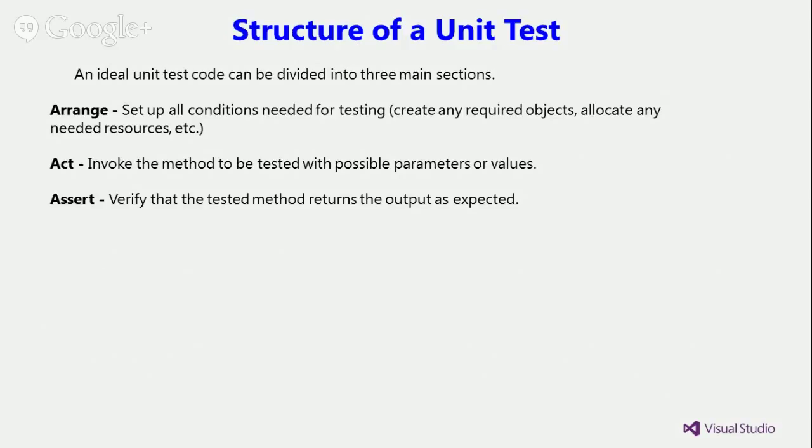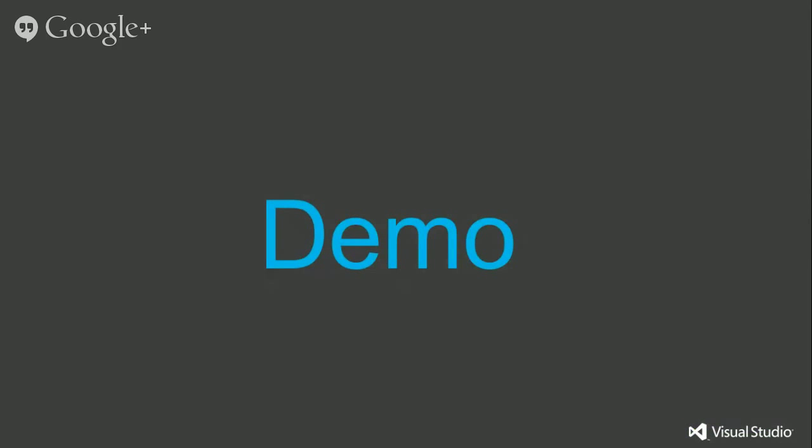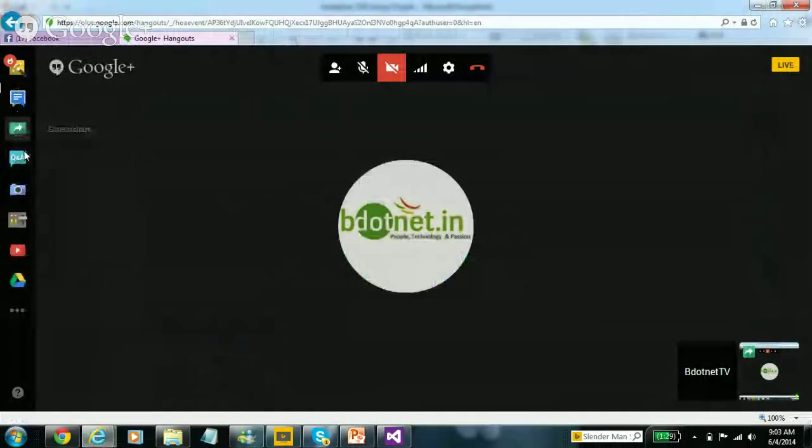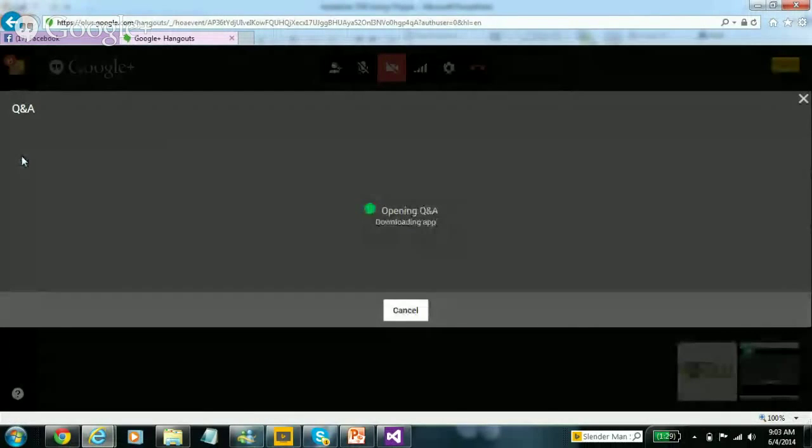So arrange, act, and assert. In some scenarios, you may not need all three. I will cover both the scenarios where you need all three and a scenario where you don't need all three. So we will move on and I will demonstrate that. So this is a demo time now, and I will shift you guys from this window to my dev code window. Before we do that, let's see if there is any question answer, anything for me.